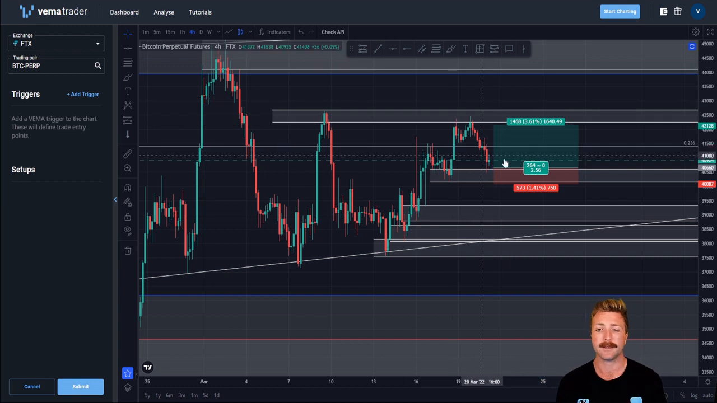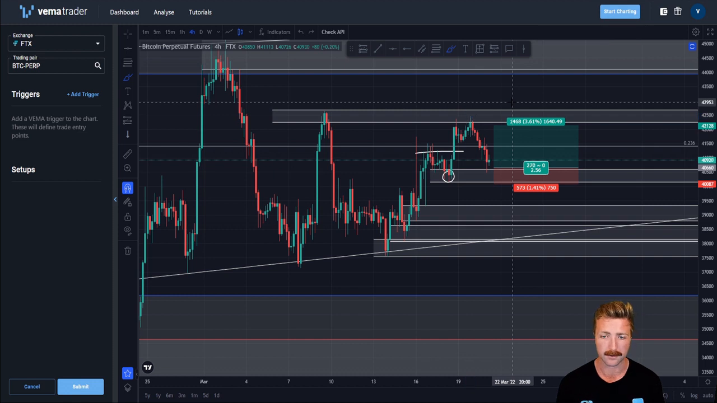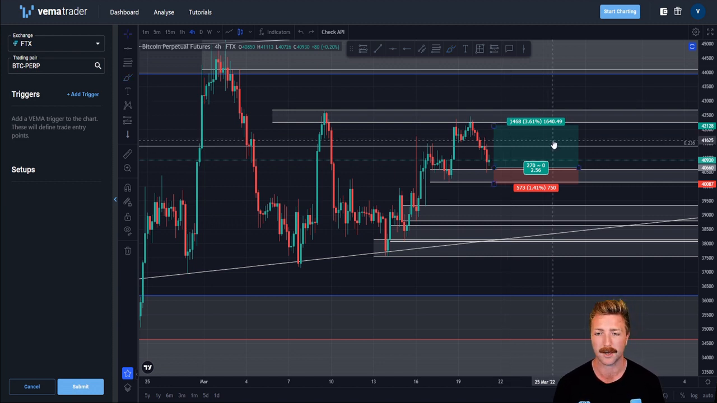What I do like about this long is the fact that we made a higher high. So from this zone here, we pushed up above this high and made a higher high, and the fact that we have wicked up sort of halfway into the supply zone. What I don't like about this long is my daily time frame. My daily time frame bias is bearish, so I'm really not interested in getting into longs at the moment, and especially a long that's just a 2.5, right?